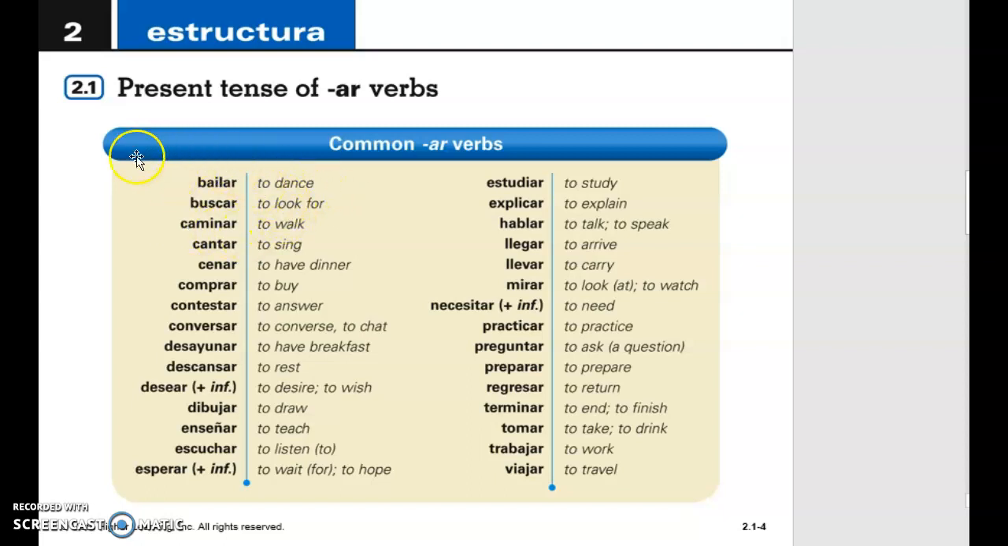So for example, in here we say "bailar," "buscar." I'm not talking about anyone in particular. That is the infinitive verb. All of these are infinitive verbs. And you can see in here, some of them go along another verb. For example, in here, "necesitar," to need. For example, you need to do your homework: "necesito hacer mi tarea." But we're going to talk about that a little bit later.